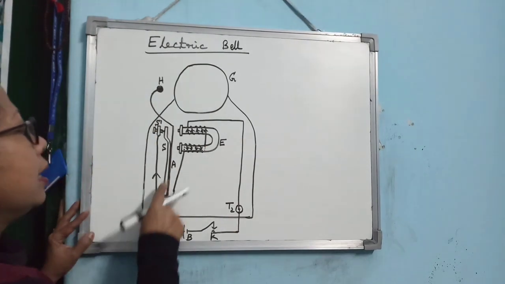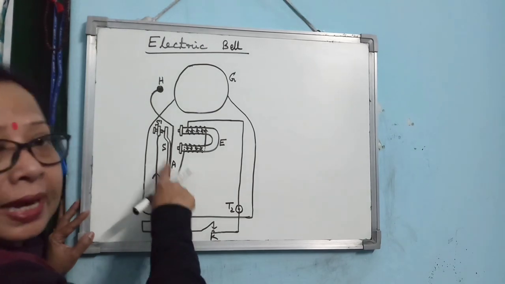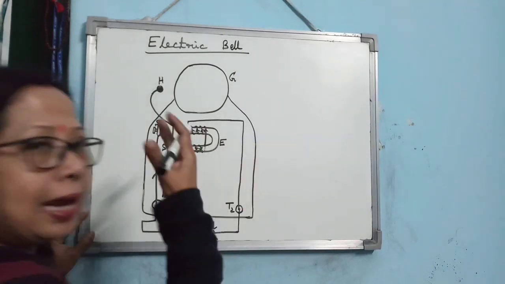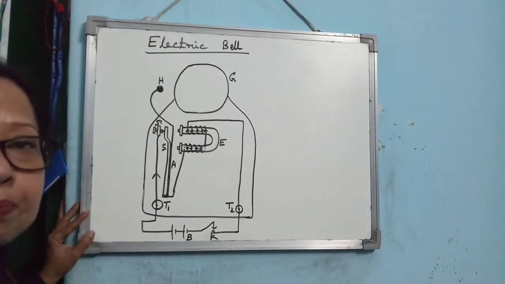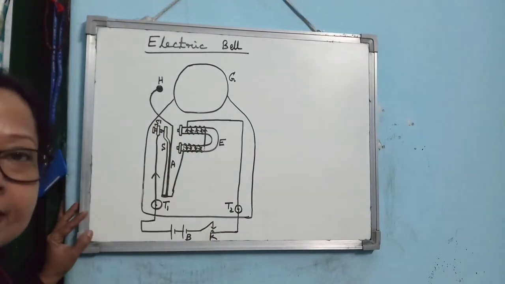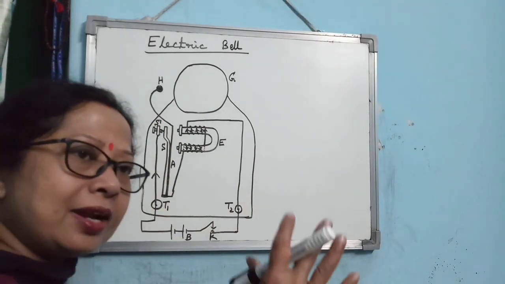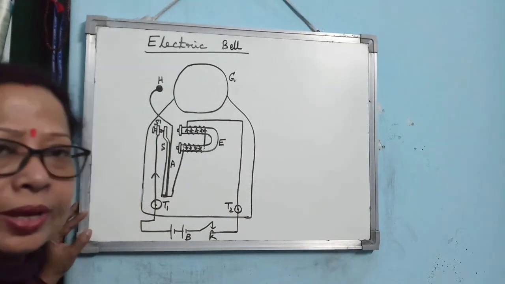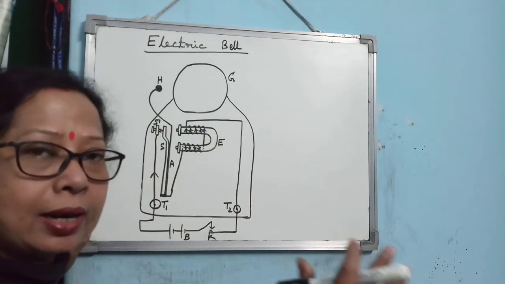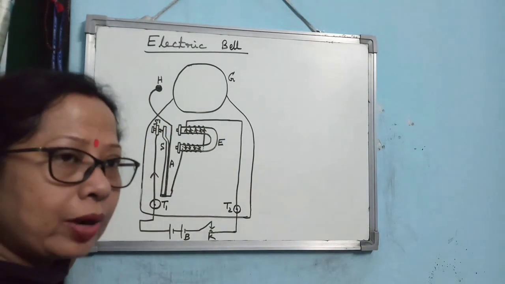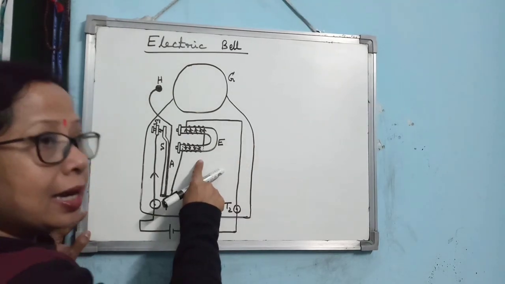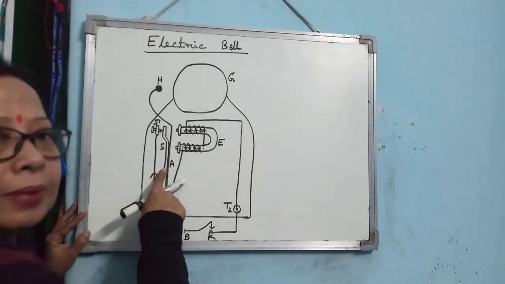The electromagnet no longer will attract the armature. Here children make one mistake. They write that the electromagnet will repel. No, the electromagnet will not repel. It will no longer attract the armature. There is a difference between attracting and repelling, so please understand it and be careful when you are writing it. What to write? As the electromagnet is no longer behaving like a magnet, it will not attract the armature.